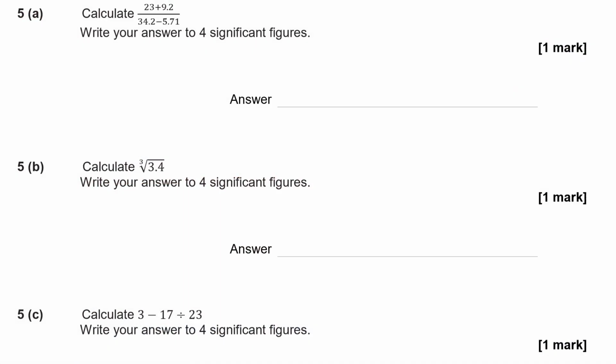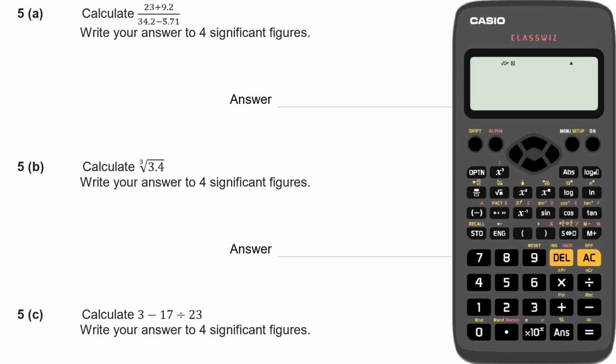Question 5a, calculate 23 plus 9.2 divided by 34.2 minus 5.71. Write your answers to 4 significant figures. Okay, so I'm going to type that into the calculator. So I'm going to use the fraction key so I can make it look like the number I've got on the paper. 23 plus 9.2, then use the down arrow. 34.2 subtract 5.71. Okay, you see it looks like the number on the paper now.